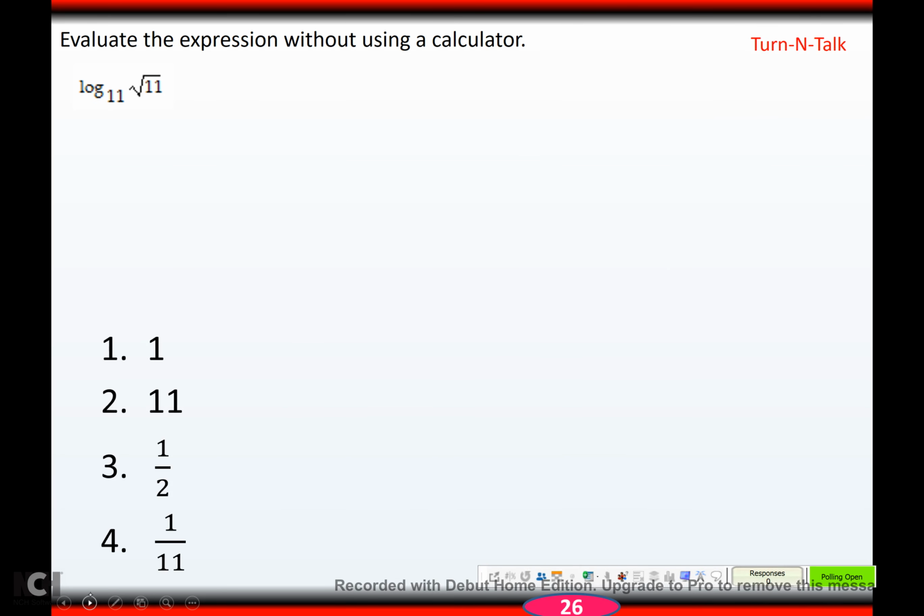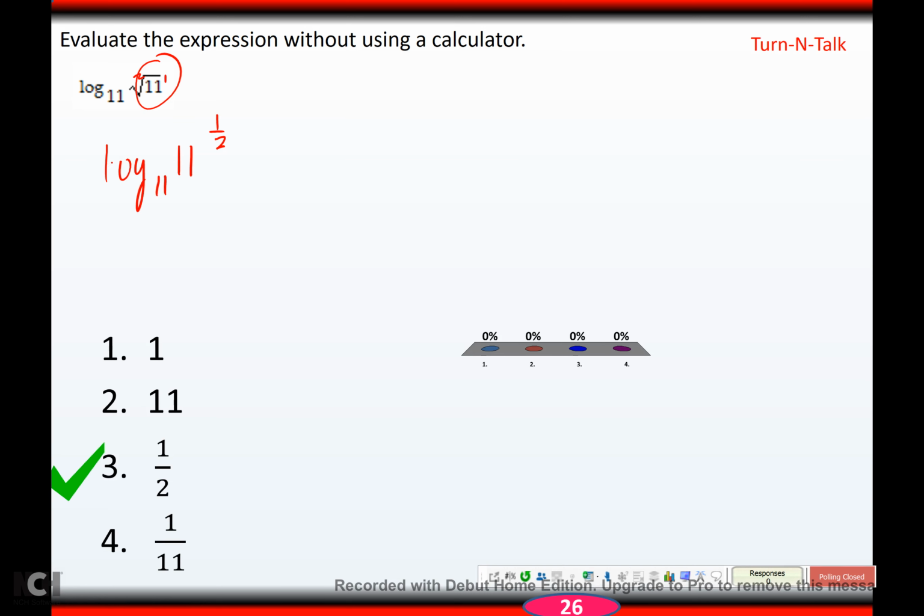All right, so you try this one. Get out of the radical first, then you'll see it. Hit pause. Come back when you're ready. And hopefully you got 1/2. And yeah, if I get out of the radical, that's 11 to the 1/2. So if I have log base 11 of 11 to the 1/2, these match, and my answer is 1/2.